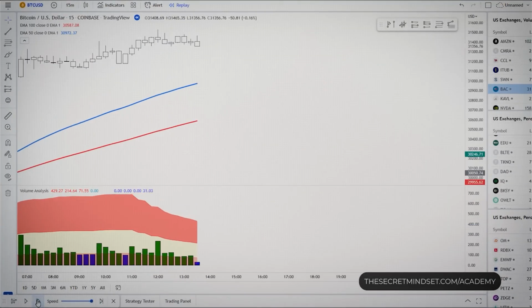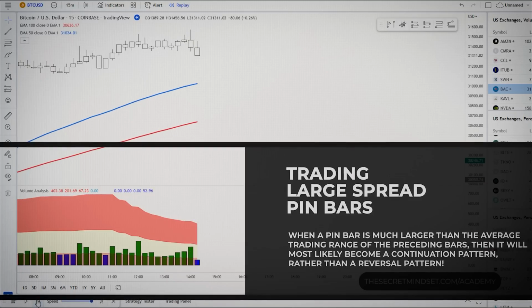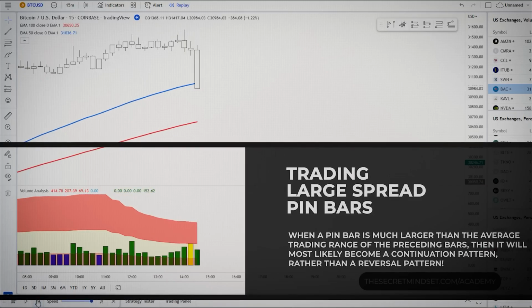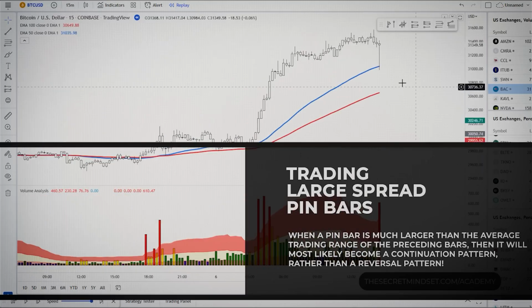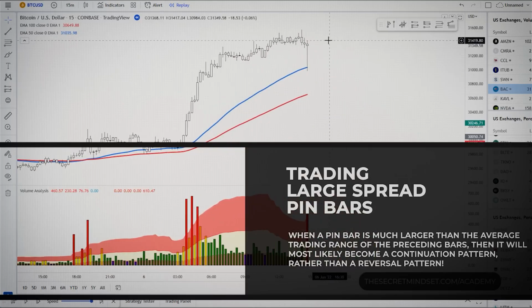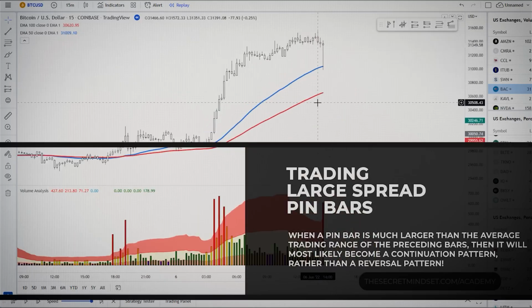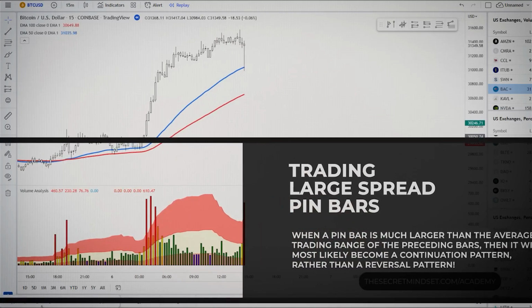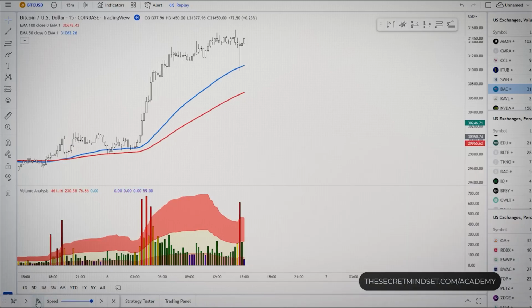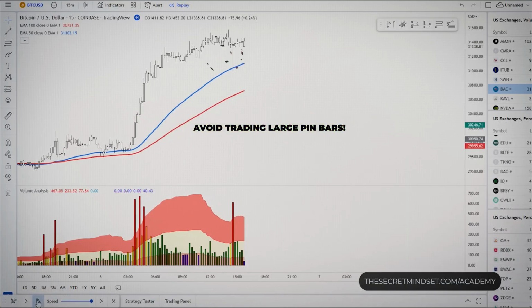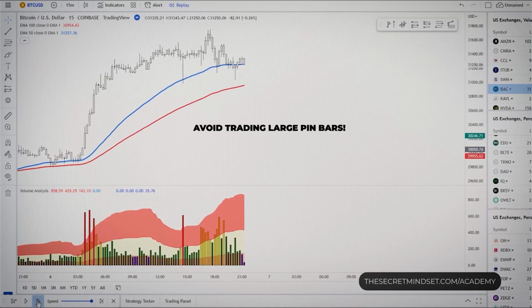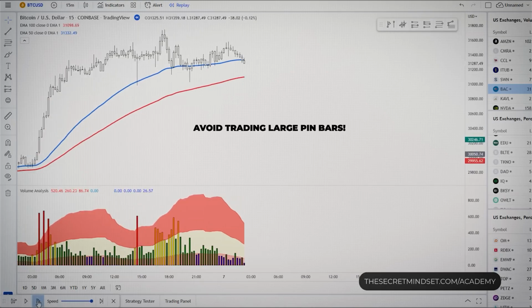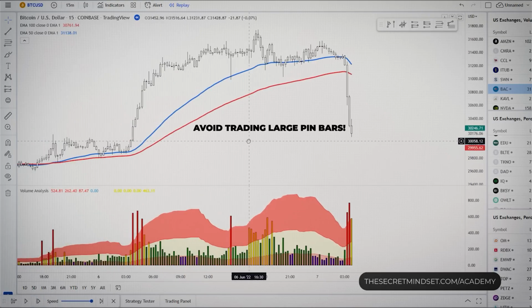Some traders will claim that the bigger the pin bar, the better. But my experience has shown that if the pin bar is much larger than the average trading range of the preceding bars, then it will most likely become a continuation pattern rather than a reversal one. When presented with a massive pin bar, like this one on Bitcoin, my advice is to stay on the sidelines and wait for a better opportunity to present itself.